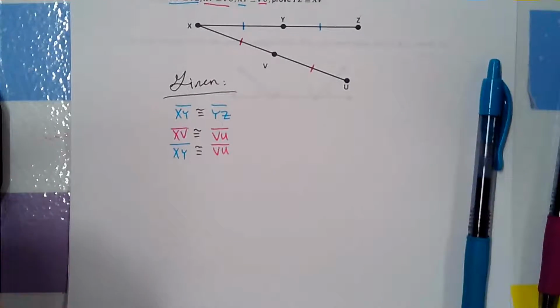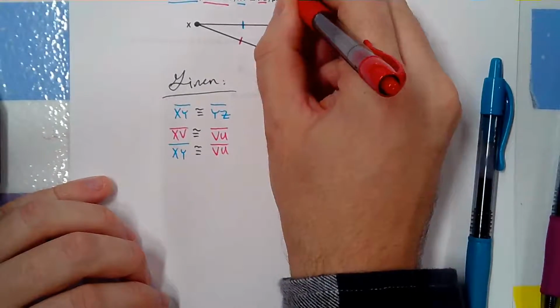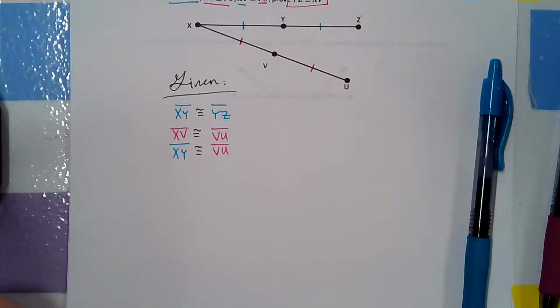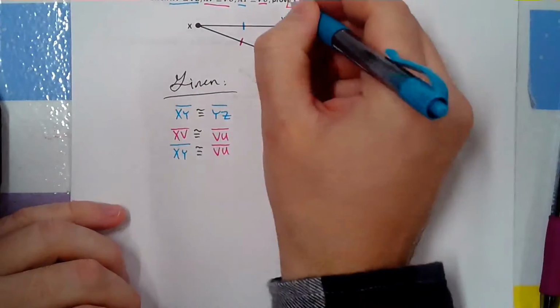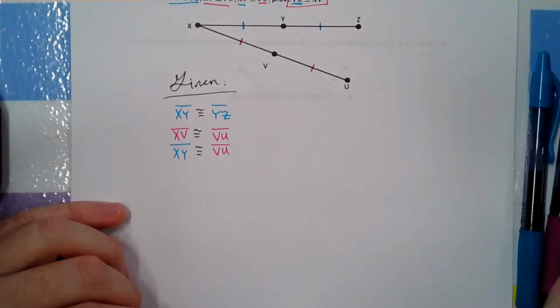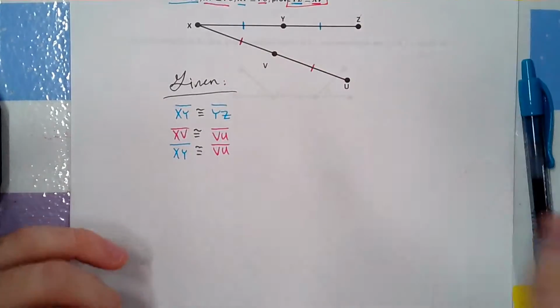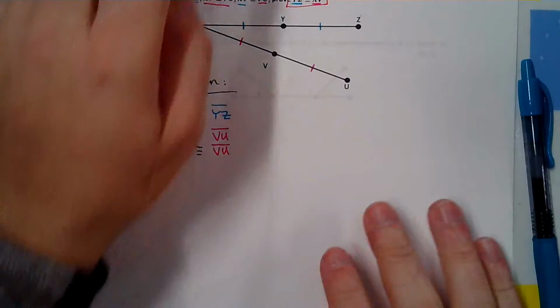And we want to prove that YZ and XV are congruent. Now, YZ, we already had a color for. It was blue. And XV was pink. So just so you're aware, that's all we're saying here.